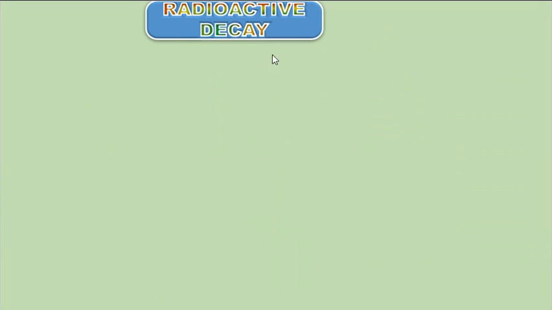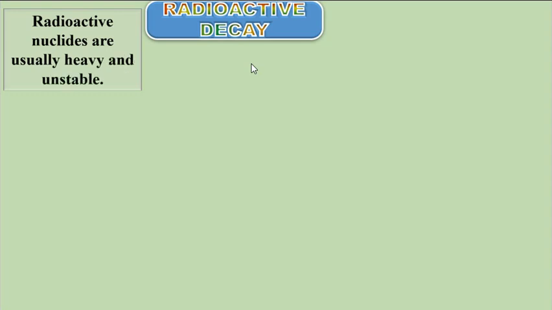Number 1 we're looking at is radioactive decay. What actually is radioactive decay? Radioactive nuclides usually are heavy and unstable. What do you mean if we say they are heavy and they're unstable? They are heavy in the sense that the number of particles you have in the nucleus is very large. And because you have so many protons, I think greater than 82, that repulsion between proton and proton makes the nuclei unstable.